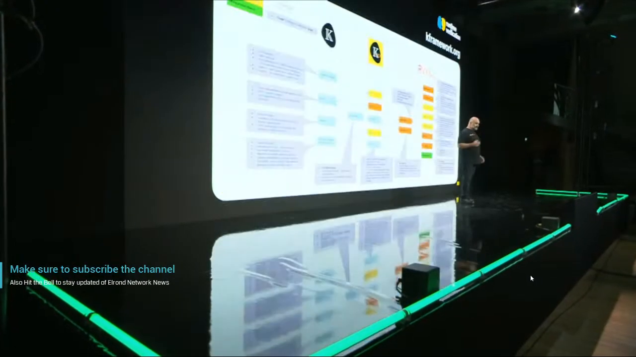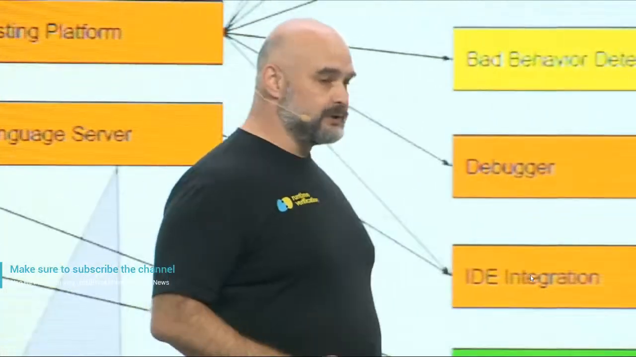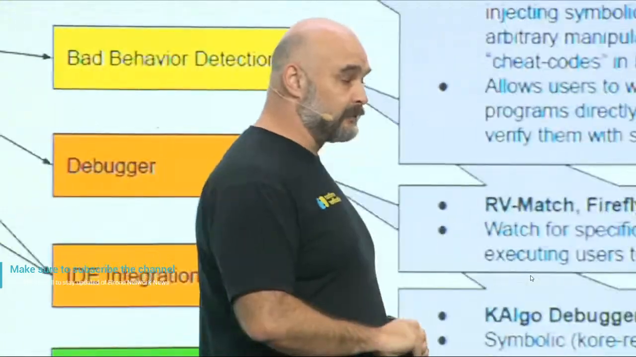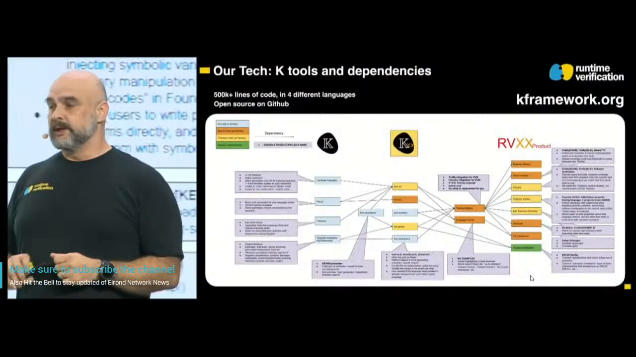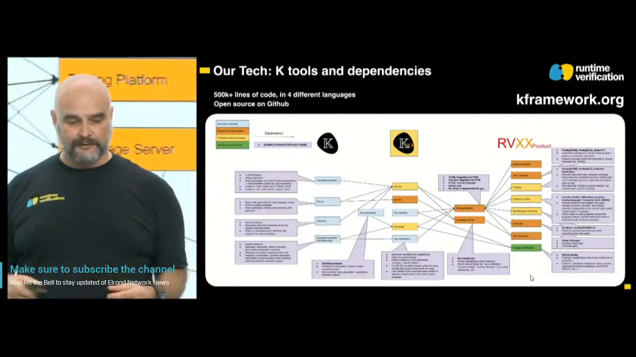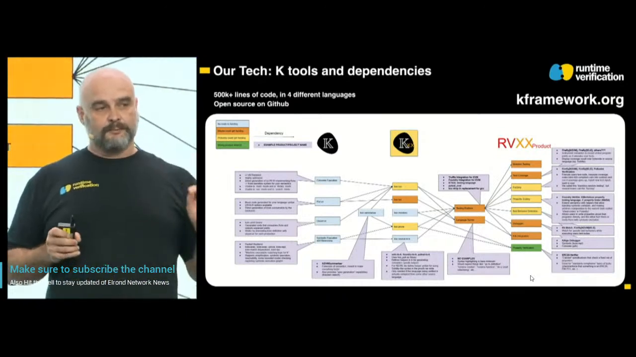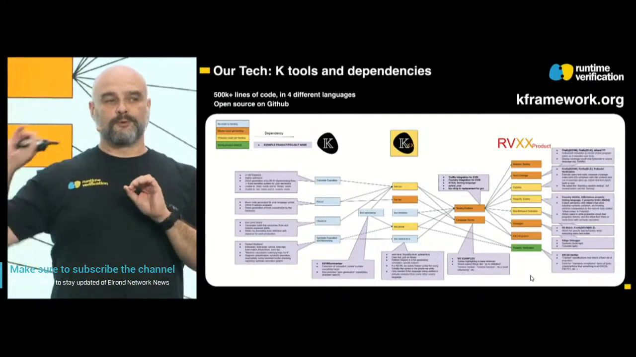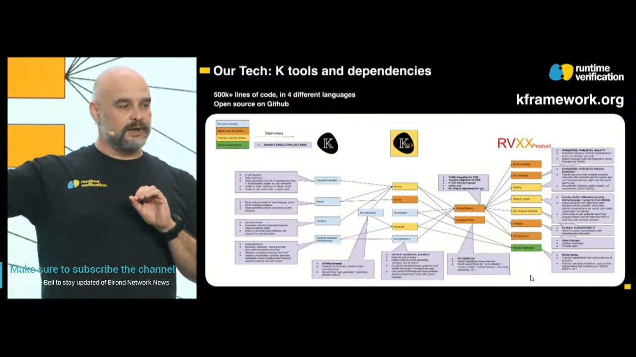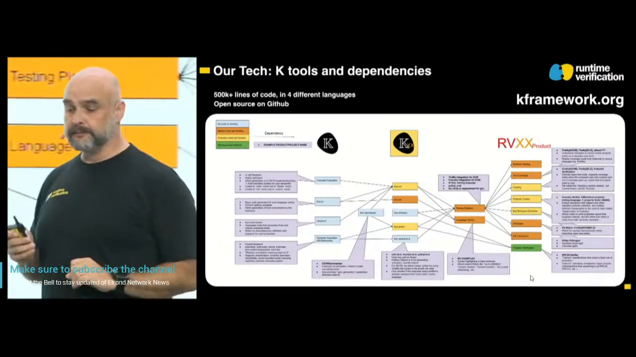So I collected some data here. This is the architecture of the system that we use internally. It's huge. It has more than 500,000 lines of code right now in 4 different languages, because many of these tools have been implemented by different teams, believing in different languages. But it's all open source. And as I said, and this is very important, K has the capability to generate proof objects that you can check independently. So you don't have to trust K. You don't have to trust these 500,000 lines of code.